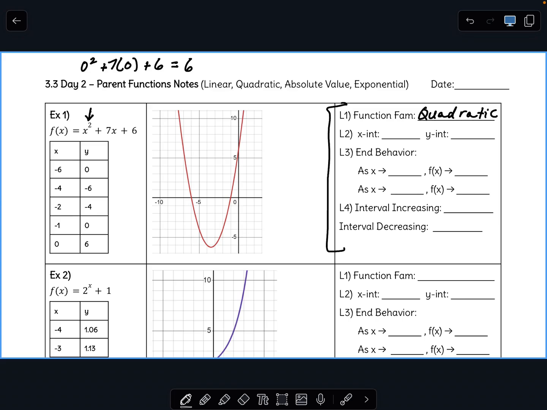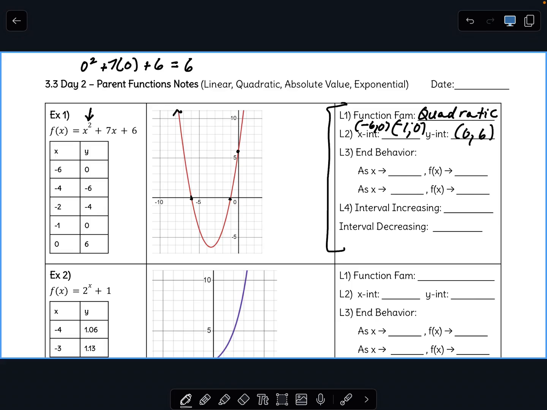All right, so x, y intercepts. Well, x, I have 2 of them, don't I? It crosses the x-axis in 2 places. So my x-intercepts, I have (-6, 0), and it looks like (-1, 0), okay? Y-intercept, it's right here, which would be (0, 6). Remember with your intercepts, if it's an x-intercept, your y is always 0. If it's a y-intercept, your x is 0.